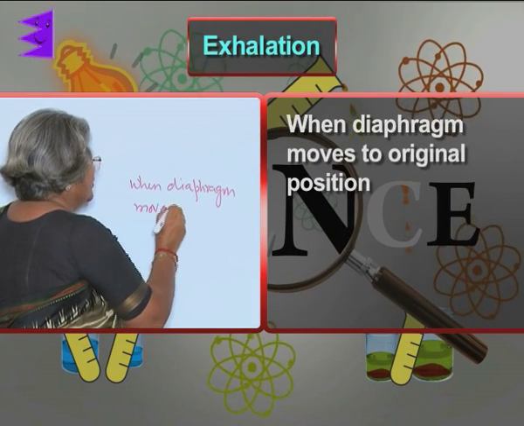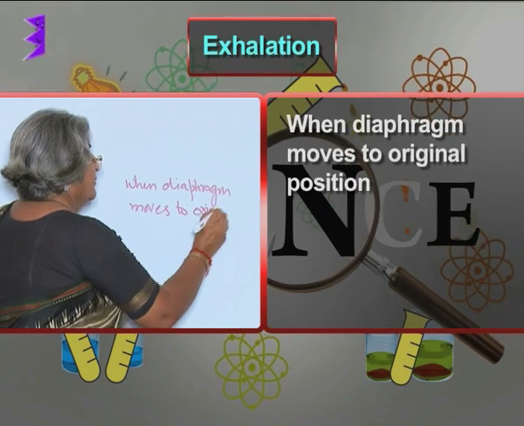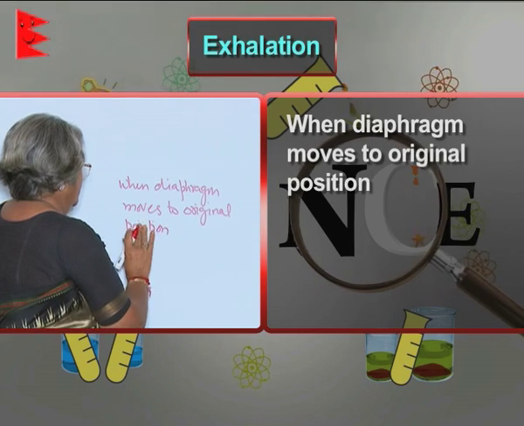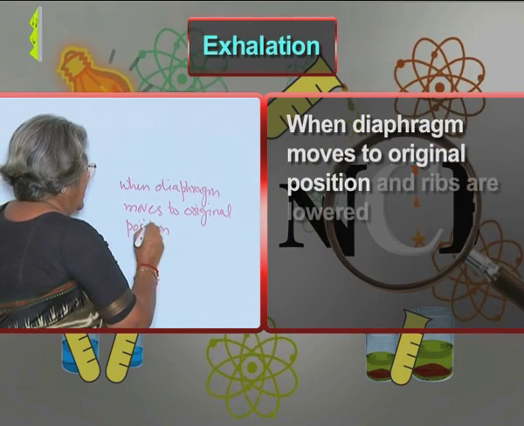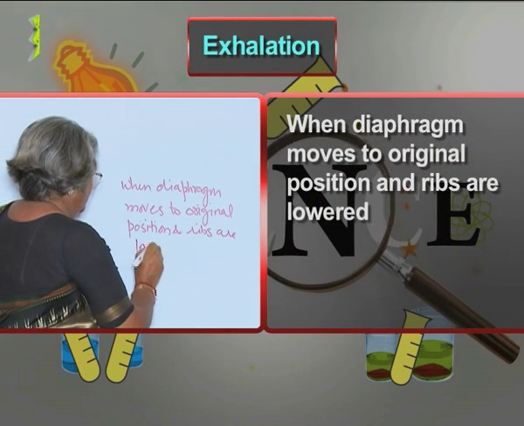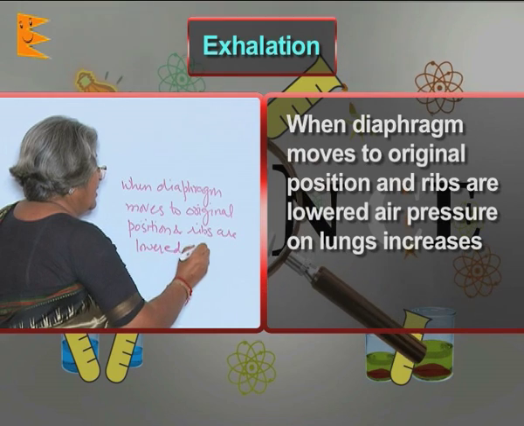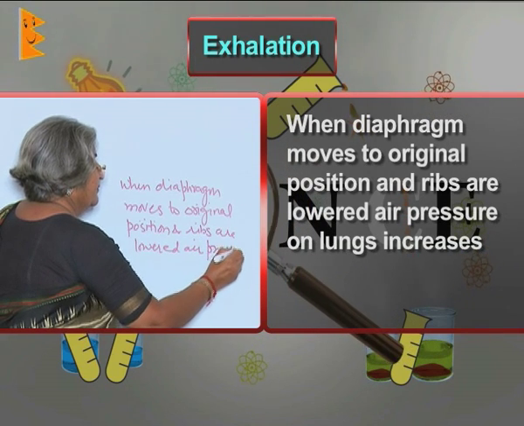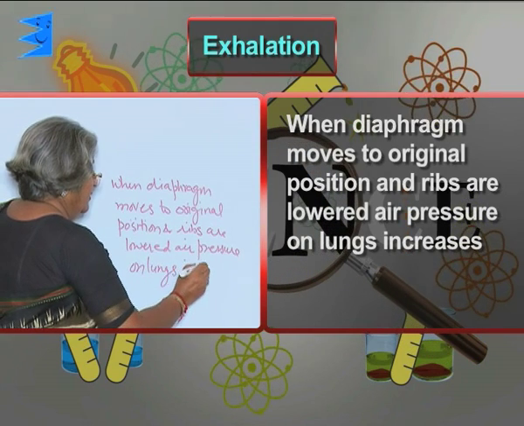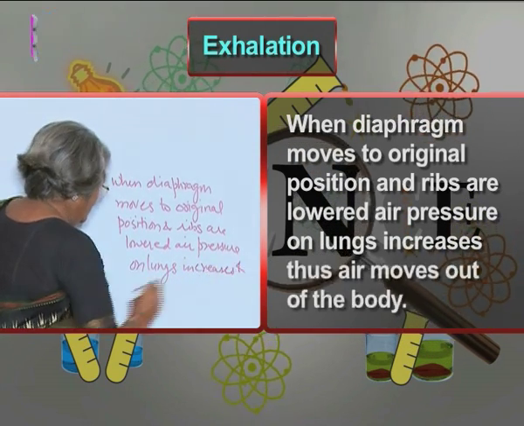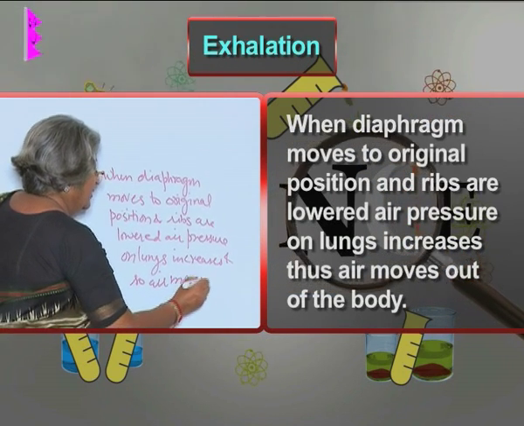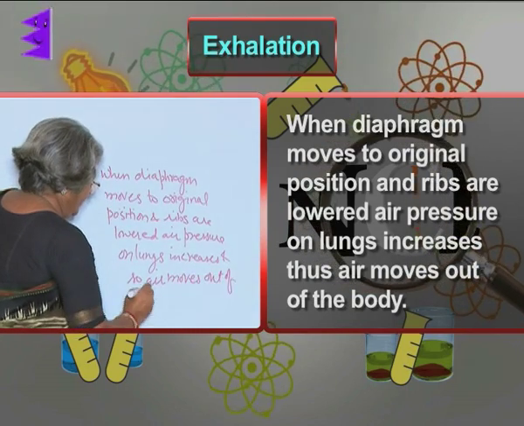When the diaphragm moves to its original position and ribs are lowered, air pressure on the lungs increases. And so exhalation takes place. Air moves out of the body.